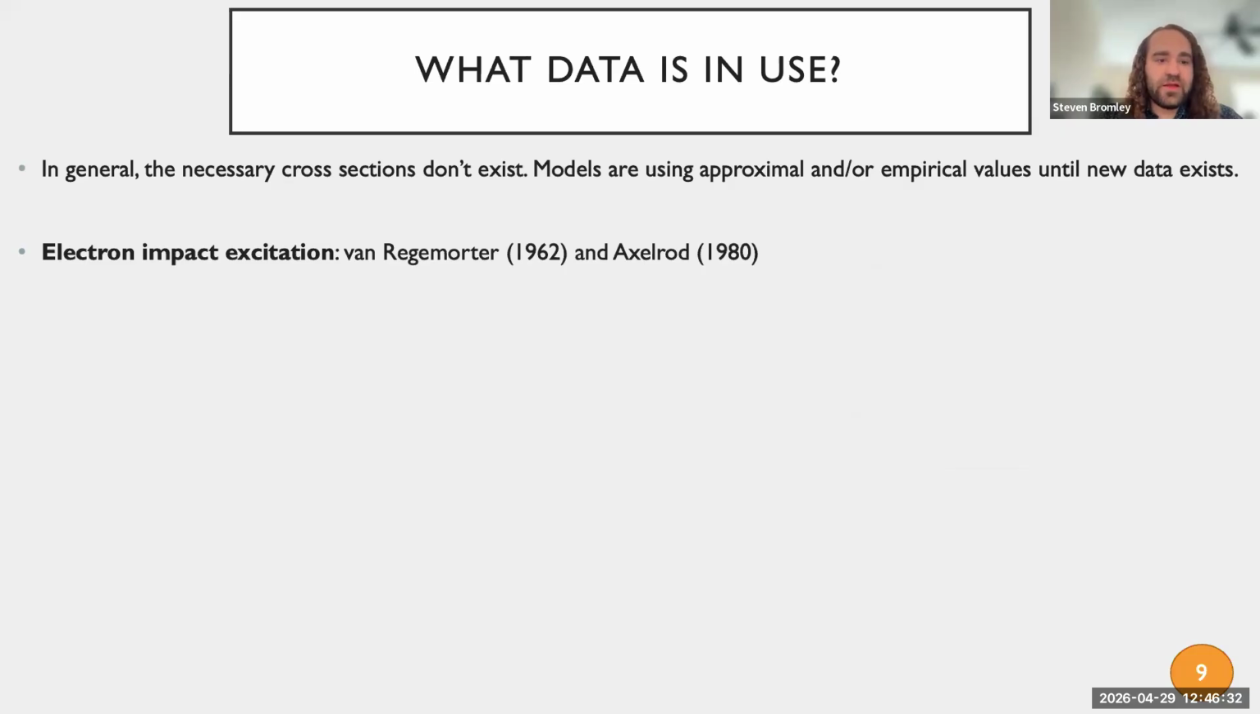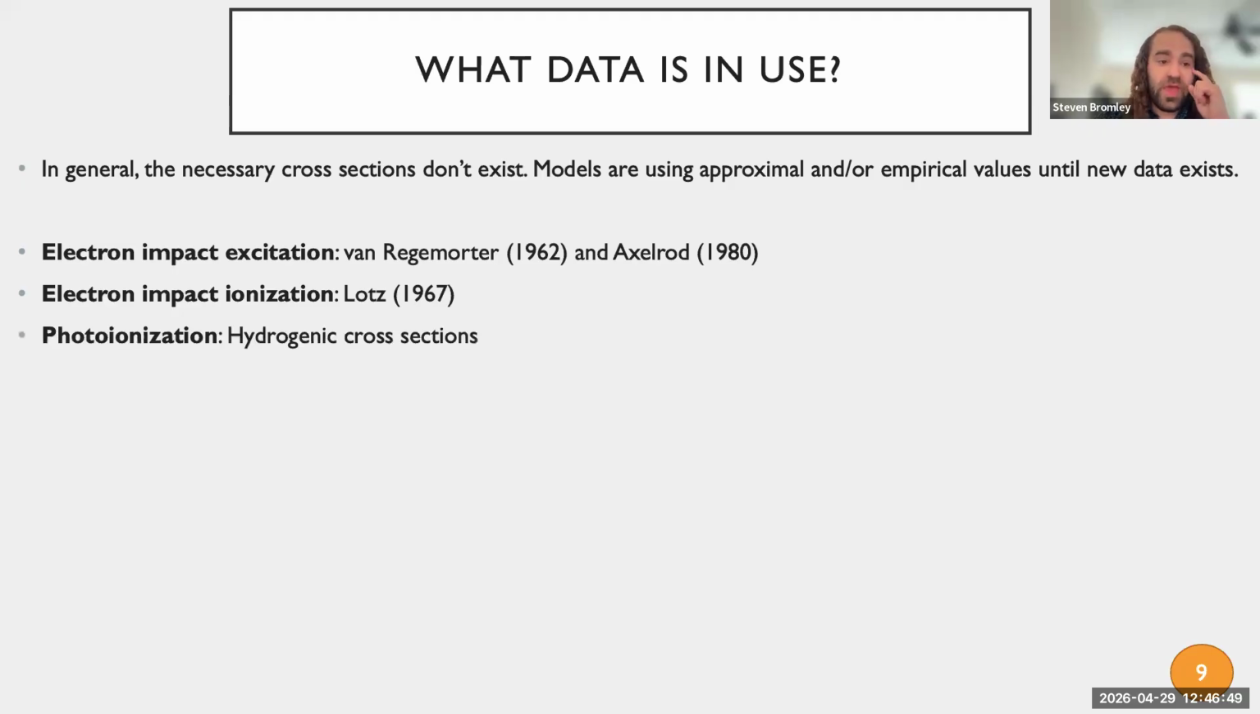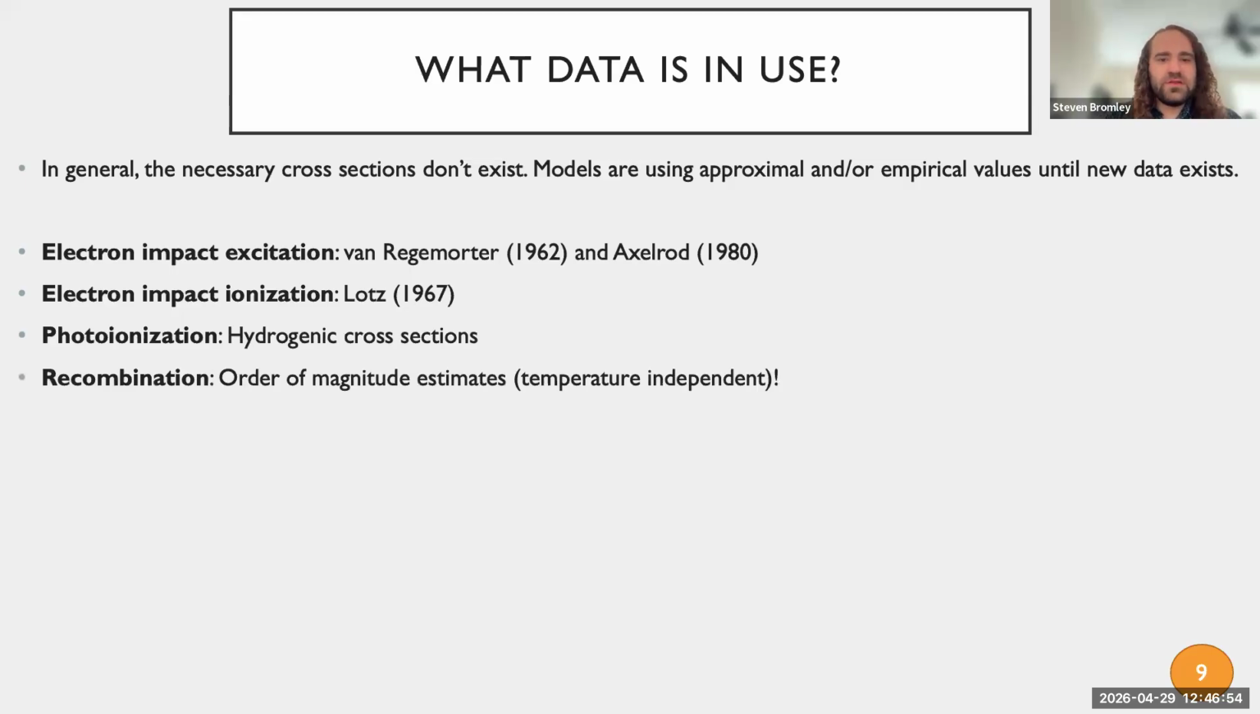And for electron impact excitation, this is things like the work of Van Regemorter back in the 60s. For ionization, we have the rather famous ionization cross sections from LOTS, which, as I'll show in a few slides, actually does pretty well fairly often. For photoionization, the best we have at the moment are hydrogenic cross sections. And for recombination, there's not really a good approximation for a DR rate. There's some out there, but they tend to be very, very off depending on the use case. And so at the moment, there's just order of magnitude estimates.